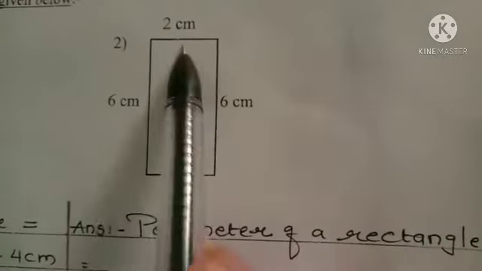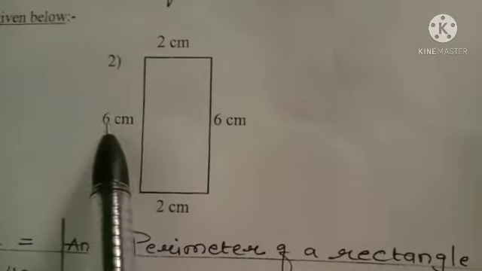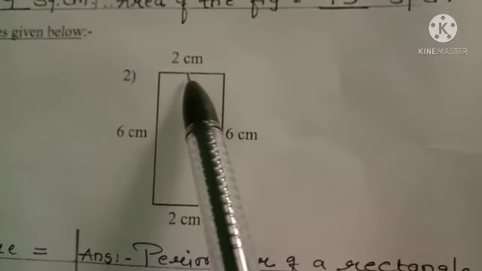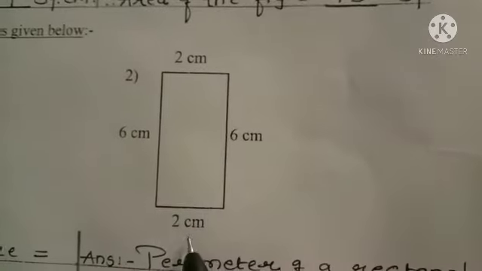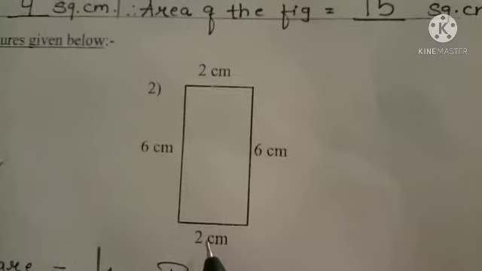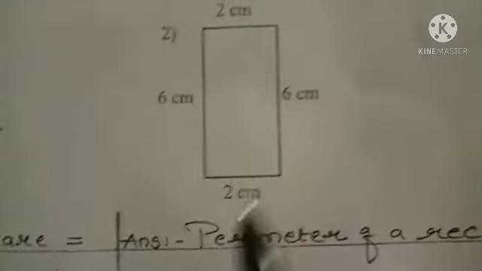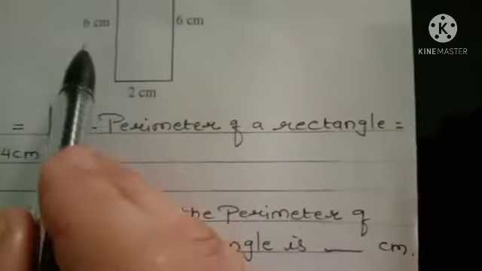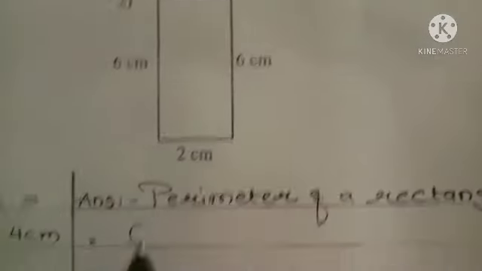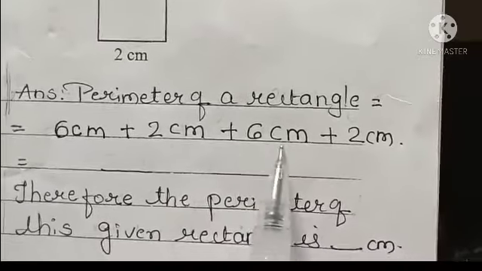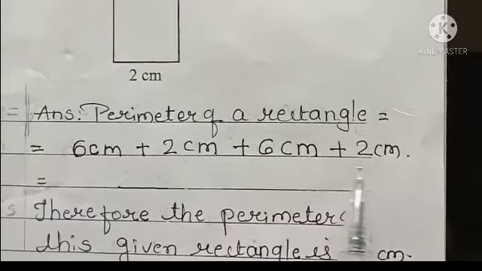opposite sides of a rectangle are equal. So we will see that this is 6 centimeter and the opposite side is also 6 centimeter. And the other side is 2 centimeter and the opposite side of this is also 2 centimeter. So if we add all 4 sides, we will get the perimeter. So perimeter of a rectangle is equal to this 6 centimeter plus 2 centimeter plus 6 centimeter plus 2 centimeters.